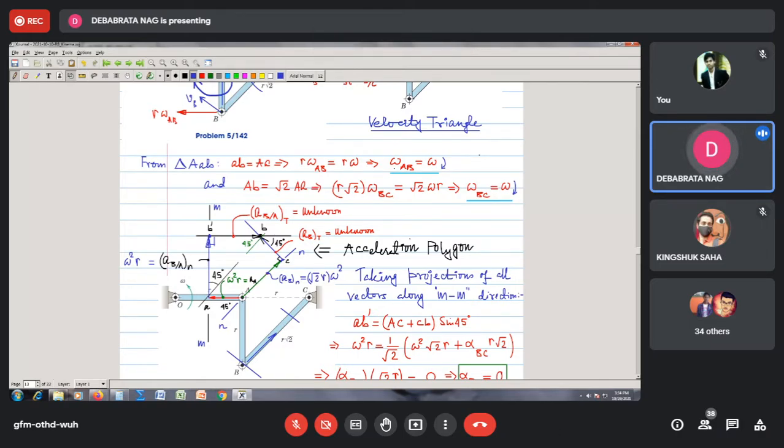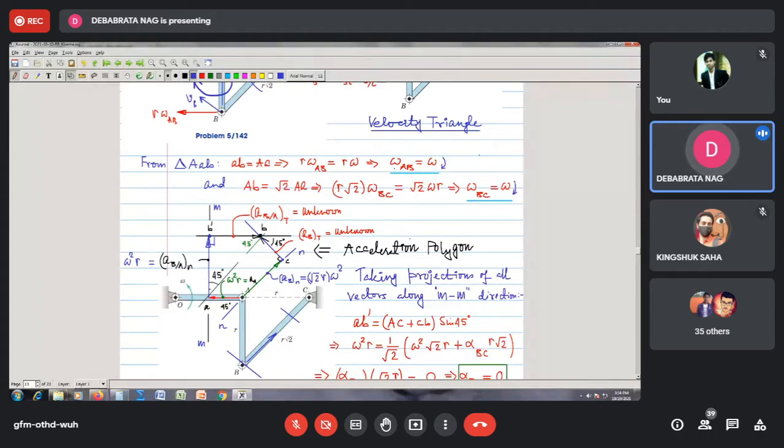So now through this point, because I know this vector, I come to this point, and through this point I draw a line which will be parallel to this line. So this line is drawn. This is another unknown, and I allow these two unknowns to intersect at point B. So this is the point, and now you join all the tips.